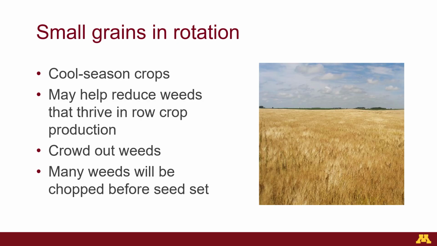Cool season small grains such as wheat, barley, and oats may combat the weeds that thrive in row crops. They can crowd out warm season weeds, and many of the weeds that do grow get chopped down during harvest before they can set seed. Can you see any annual weeds in this field of organic barley? The image shows a vast field of mature barley that is gold-colored. No signs of any other plant species are apparent.